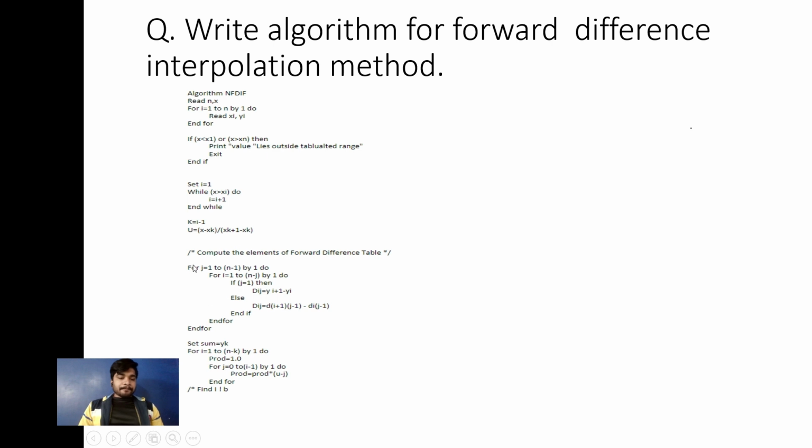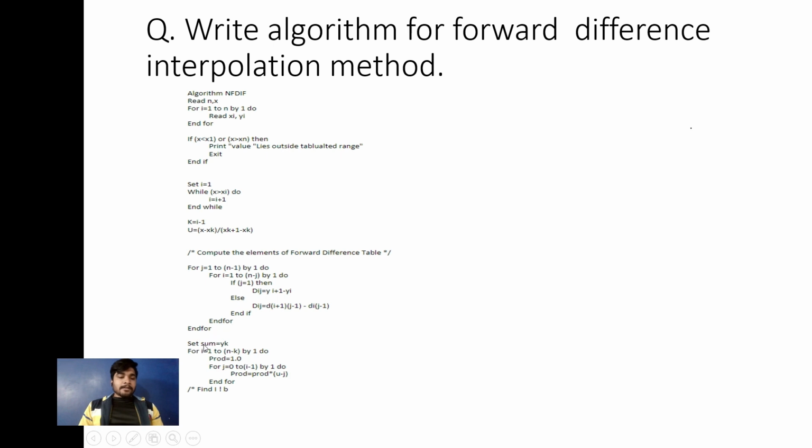Now compute the elements of the forward difference table. For j equals 1 to n minus 1 by 1, do for i equals 1 to n minus j by 1, do: if j is equal to 1, then dij equals yi plus 1 minus yi. Else dij equals di plus 1, j minus 1 minus di, j minus 1.